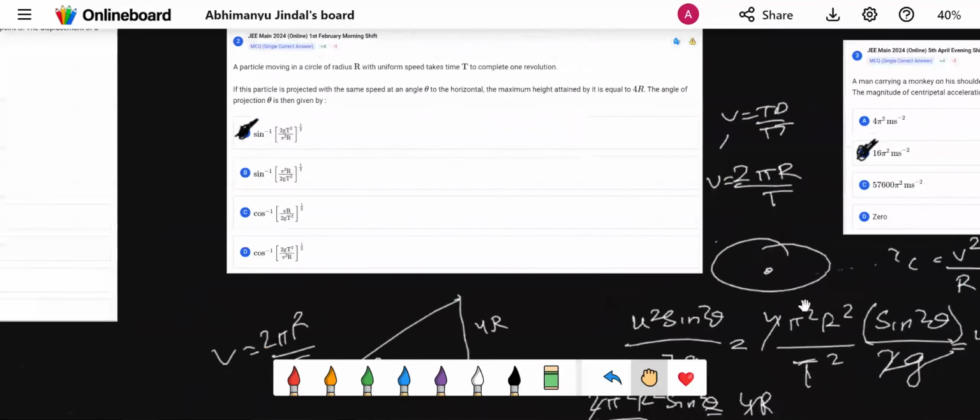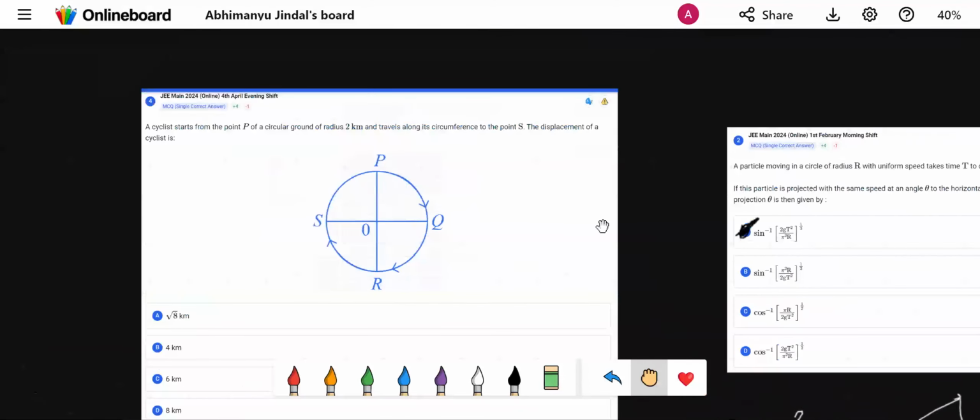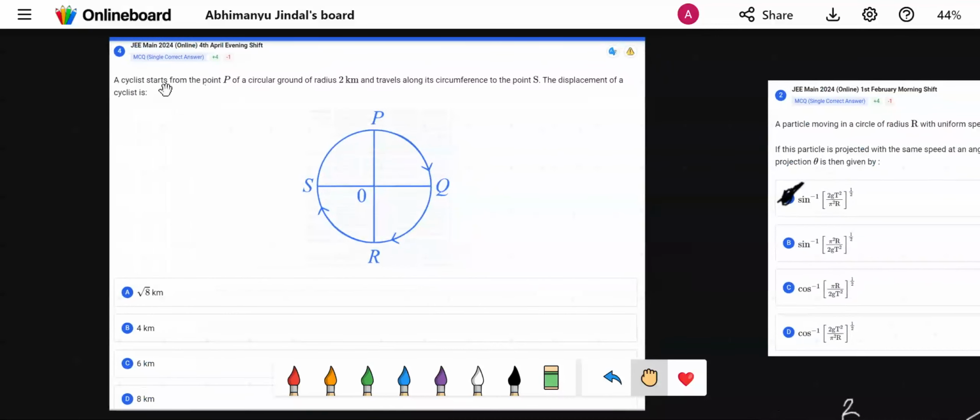Now let's move on to the third question, which is: a cyclist starts from the point P of a circular ground of radius 2 and travels along its circumference to the point S.